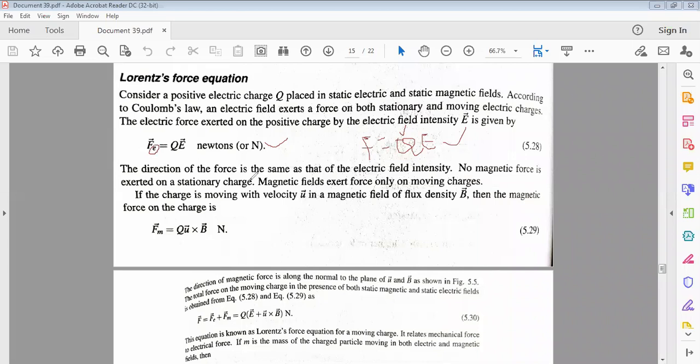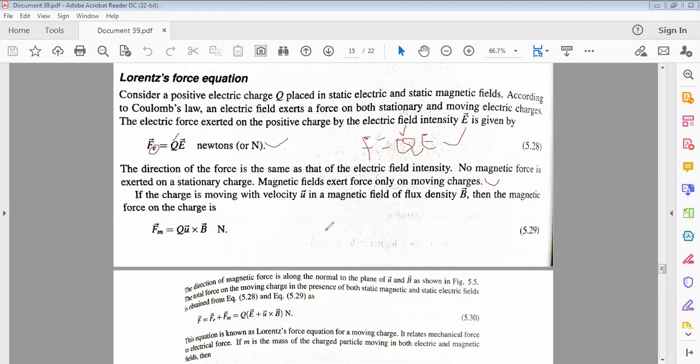The direction of the force is the same as that of the electric field intensity, and no magnetic force is exerted on a static charge. Why? Because this is a static charge. There is no magnetic force exerted on a stationary charge. The magnetic field exerts force only on moving charges, right?